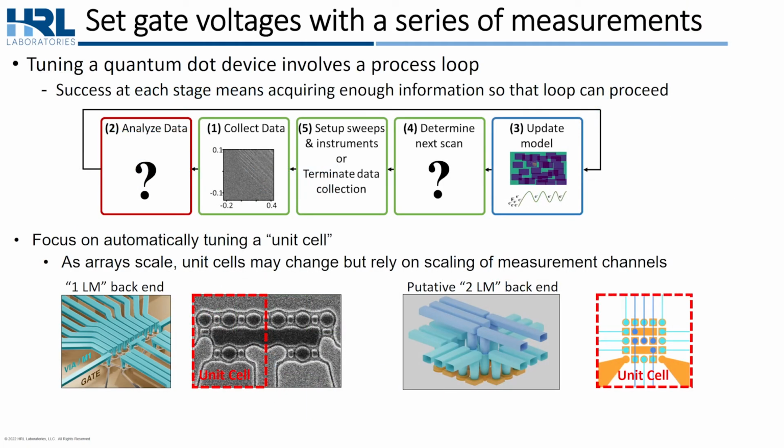In order to deal with this disorder, we're going to have to make a series of measurements, essentially figure out which voltage we need to set the gate to. And so to do this in an automatic way, we really want to set up some process loop, where we're going to start with data collection, then we're going to move on to analyzing that data somehow, take the results of that analysis, store it in a model, and then use that model to determine what to do next.